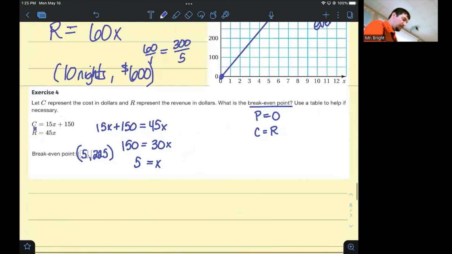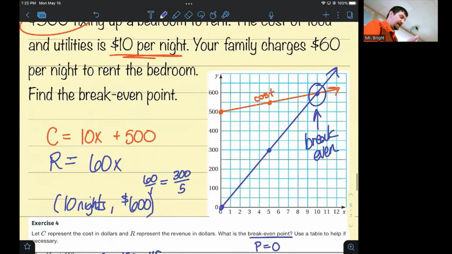In our last problem, we had labels for the x and y. X was nights, y was dollars. And so we actually got to see when it was going to break even.